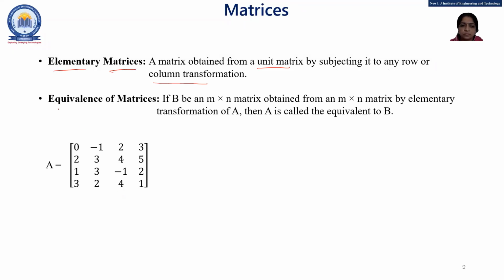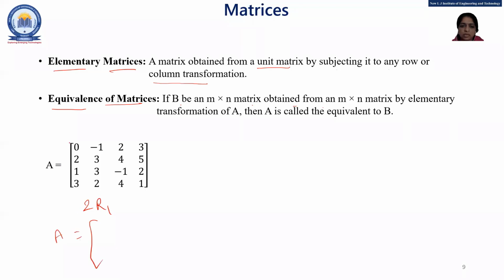The second one, equivalence of a matrix. If B be an M cross N matrix obtained from an M cross N matrix A by elementary transformation, then A is called equivalent to B. Suppose this is our given matrix, right? So if I write 2R1, then my matrix is what?